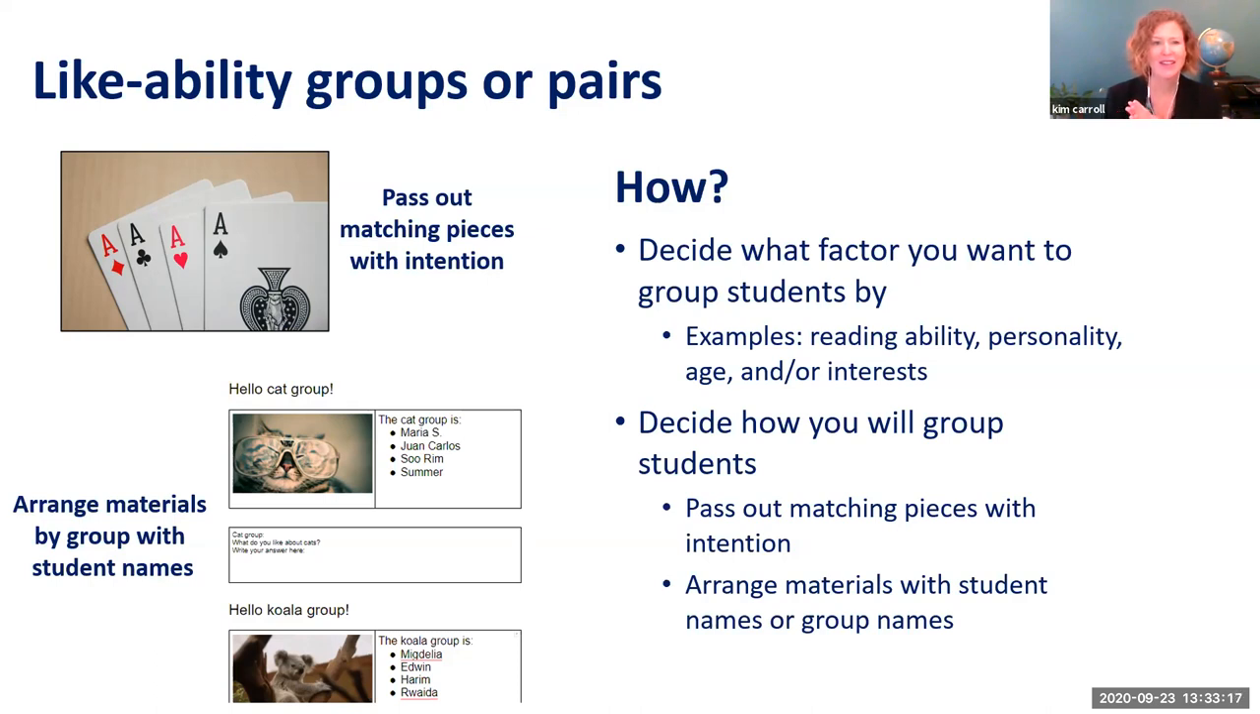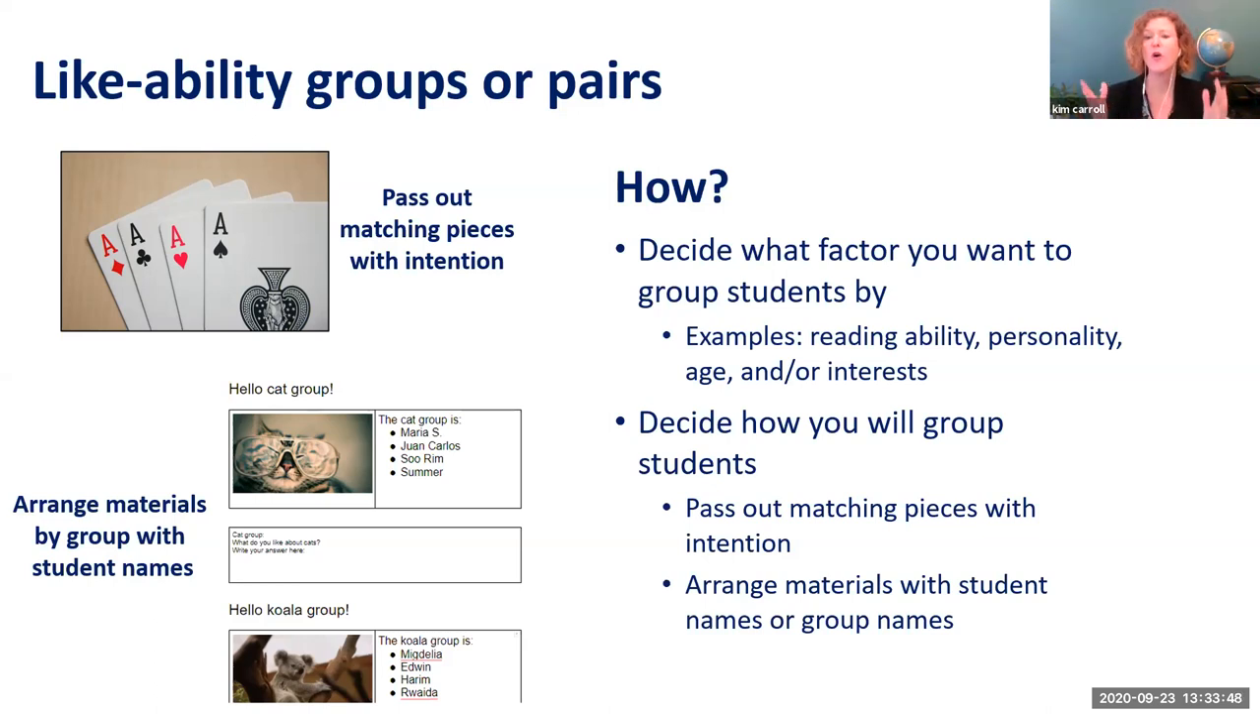So passing out cards, you could have them group by the number, by the color, by the suit, if it's hearts or diamonds or something, or if you're creating your own flashcards, you can use whatever you like to group students. The bottom picture here is how I've been doing it online, because it's a little bit trickier sometimes to intentionally group people online. Sometimes I arrange the material by group and group the students with their names.